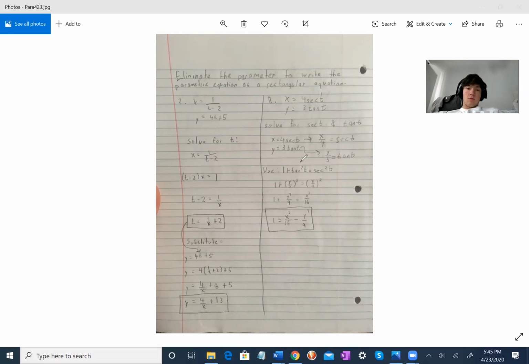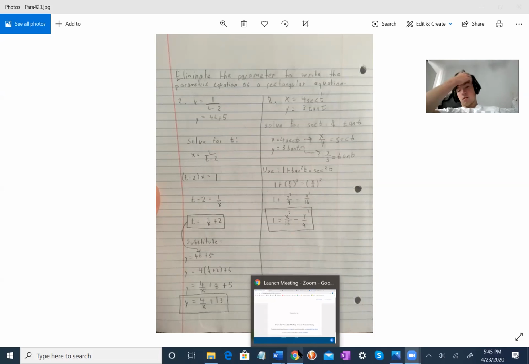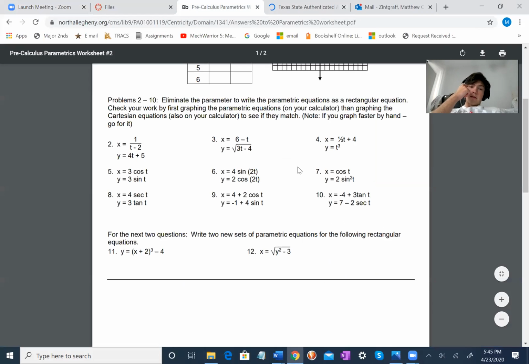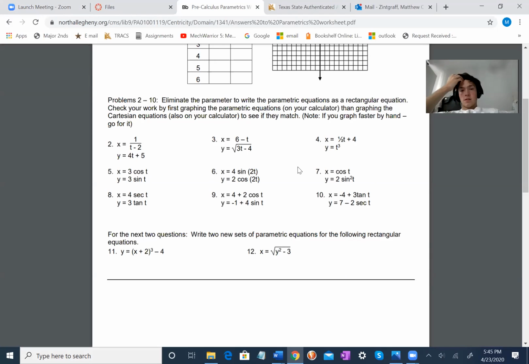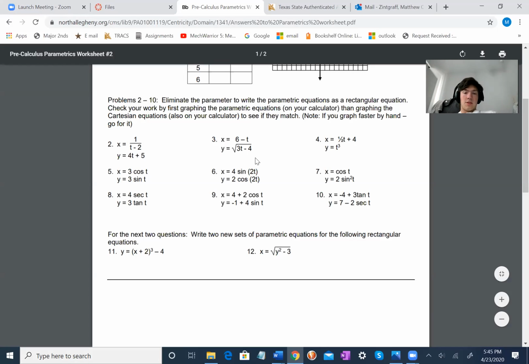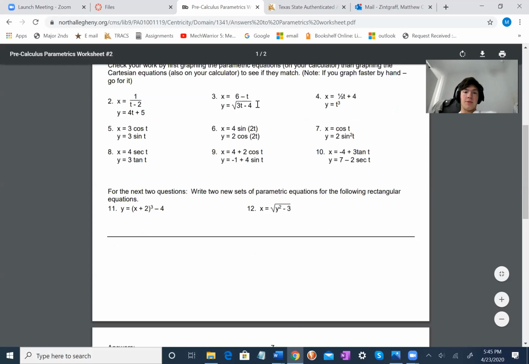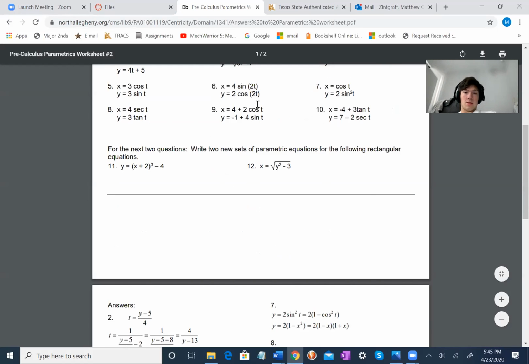Okay, so those were the two analyze it problems I was going to have y'all work on. So let's go to one of the problems we were going to work on. Oh wait, that's not it. Here it is. Okay, so since it's just me, I think I'm going to work on, let's do this one. So x equals 4 sine 2t, y equals 2 cosine 2t.